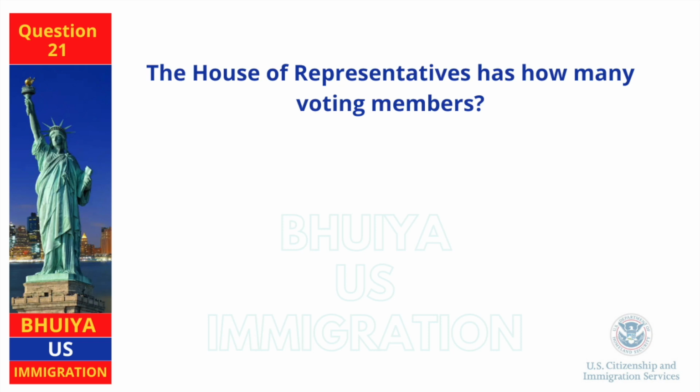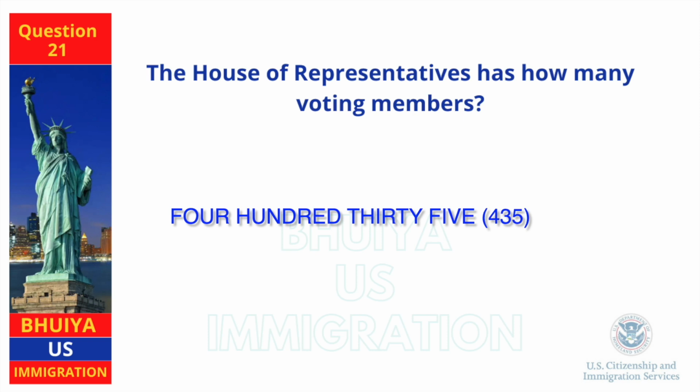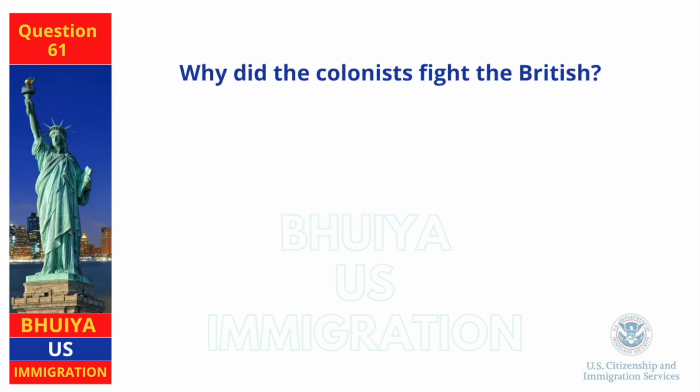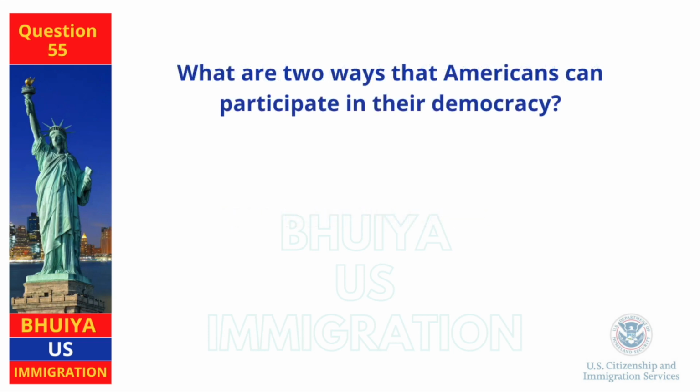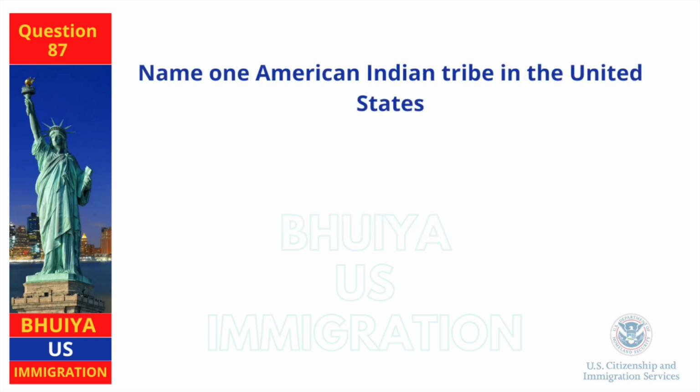The House of Representatives has how many voting members? 435. Why did the colonists fight the British? Because of high taxes. What are two ways that Americans can participate in their democracy? Vote. Join a political party. Name one American Indian tribe in the United States. Cherokee.